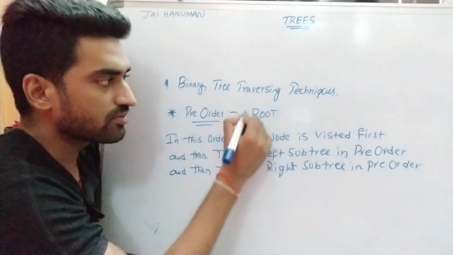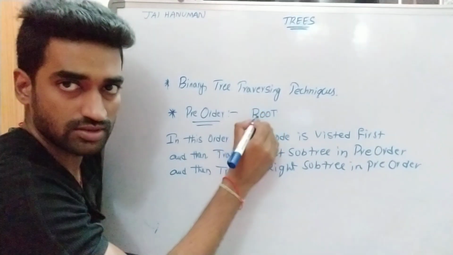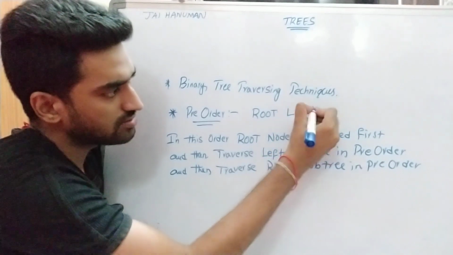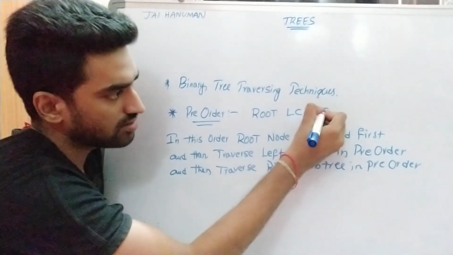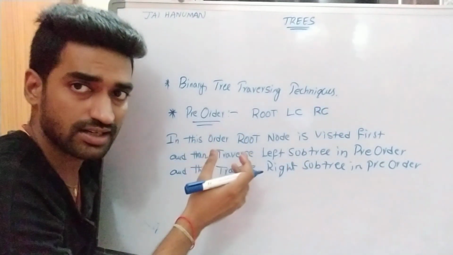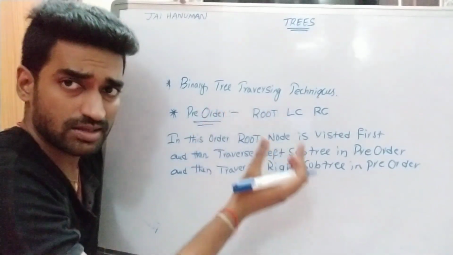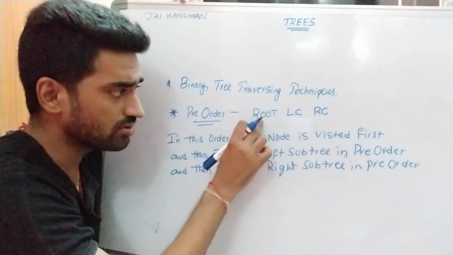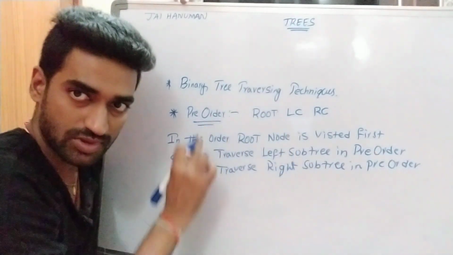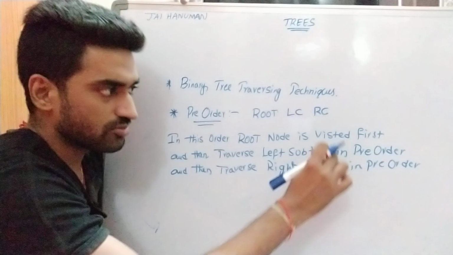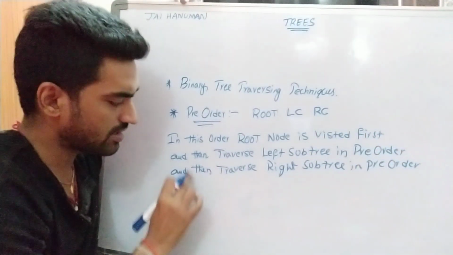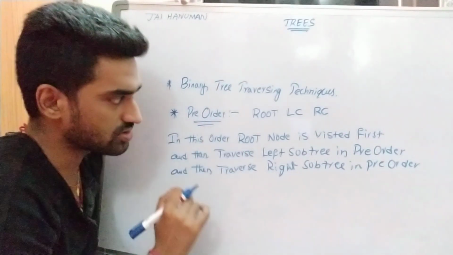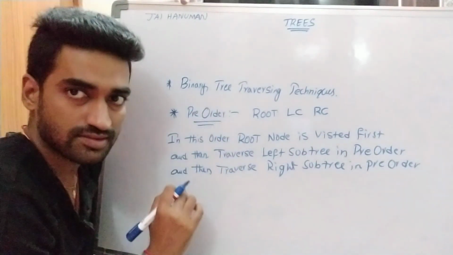So simply, first of all we visit the root node, then we visit the left child, then the right child. Suppose the tree contains a left subtree and a right subtree. In such cases, we compulsorily visit the root, then traverse the left subtree in pre-order, then traverse the right subtree in pre-order. That is the actual procedure for pre-order traversing, right?